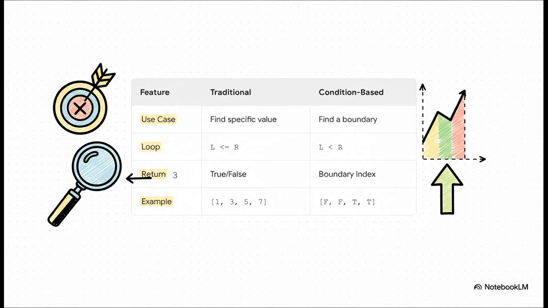And this table just lays out the difference perfectly. On the left, you've got your traditional binary search, which is just looking for an exact match. But on the right, you have this condition-based search, the one our template is built for. And it is so much more versatile. It's not just looking for a value, it's designed to find the index of that boundary, which is exactly what you need to solve a whole class of really tough problems.